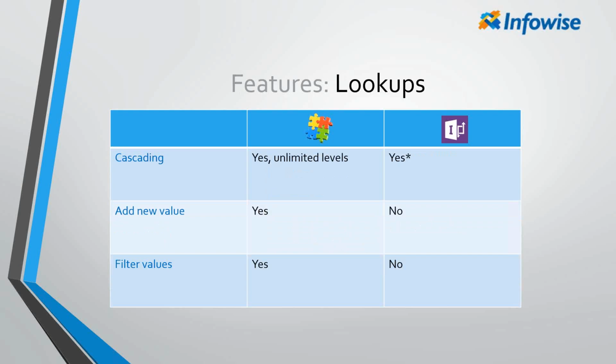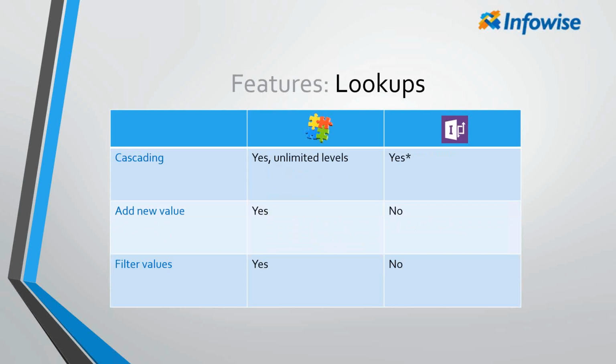Lookups. Cascading lookups, again, very common business need. You can implement that, again, in Forms library-based InfoPath, but it doesn't work very well. I'll show you the implementation. We support that with unlimited levels.